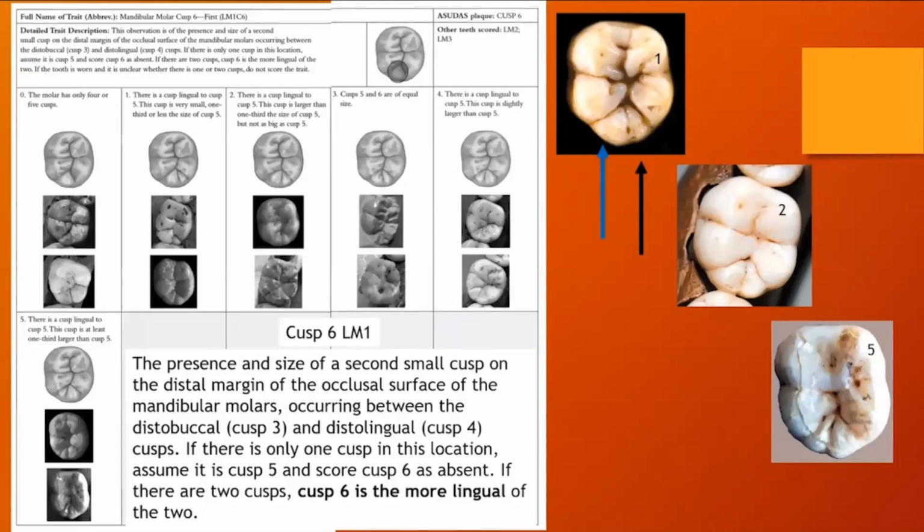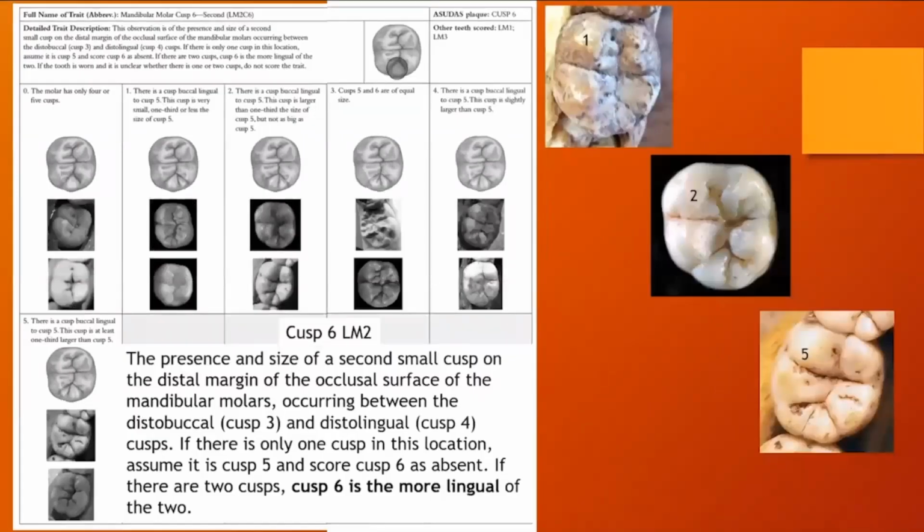So in an expression 1, basically it's 1/3 or less the size of cusp 5, where here it's 1/3 to 1/2. And then in this particular expression, you can see that cusp 6 is actually bigger than cusp 5. Same kind of thing, it's relatively rare to be finding significant size cusps in a second molar, but you can, especially in Asian-derived populations and also in African-derived populations.